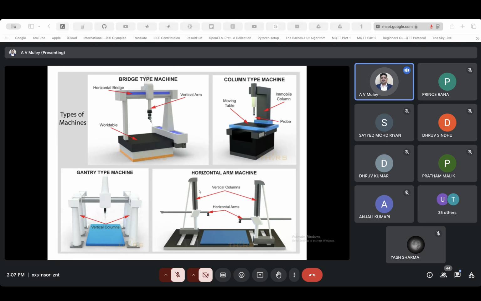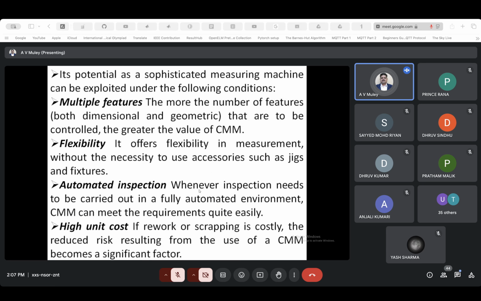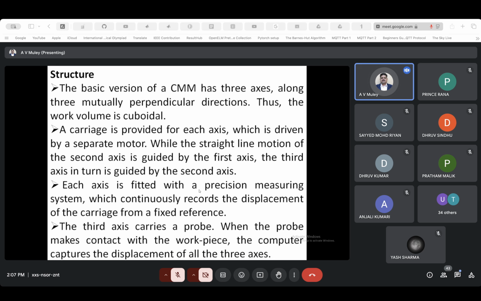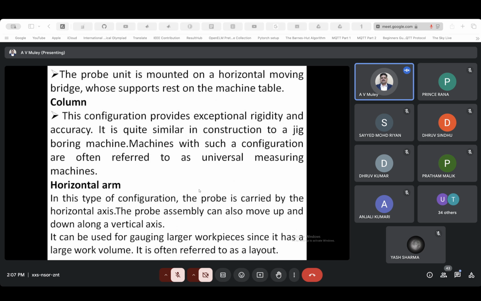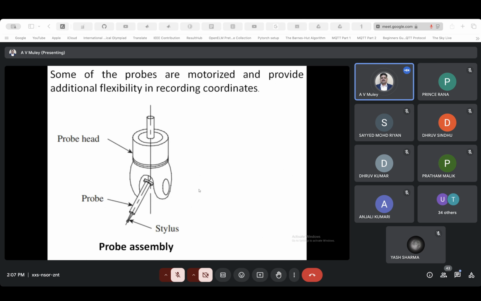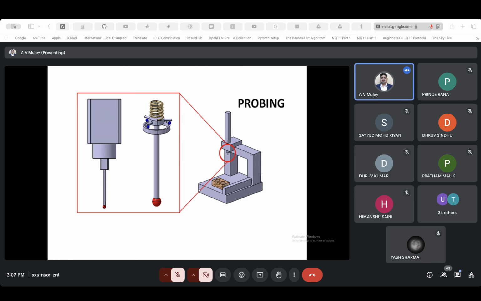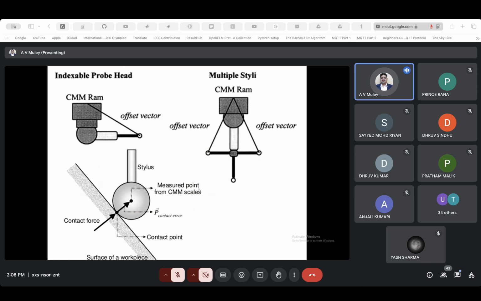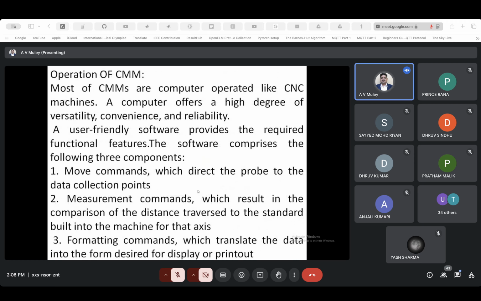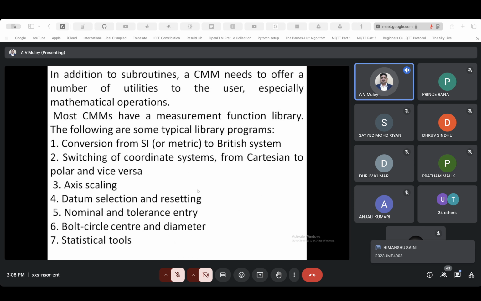Then we have seen its features and what the machine stands for. These are different types. Then this is the probe that we are using, just like a dial indicator probe. This is a variant of this particular probe. These are different kinds of probes and operations. These are user friendly basically, and these are different aspects as far as this CMM is concerned.